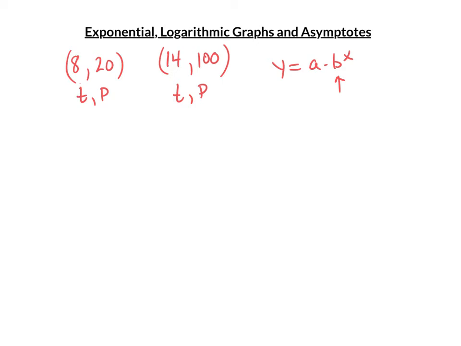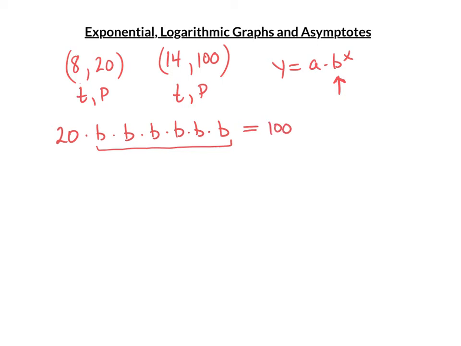At time 8, I have a population of 20. And I know that, think of that table we just built. Every time I move forward one position with x, I multiply y by the common ratio. So I'm starting at 20 here, and I multiply by the common ratio. We call that b. So when at time 9, I multiplied it once. At time 10, another time. At time 11, another time. And time 12, and time 13, and time 14. And the result of multiplying by the common ratio all these times is a population of 100.